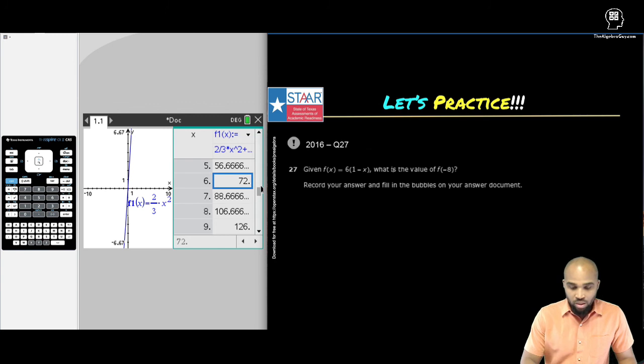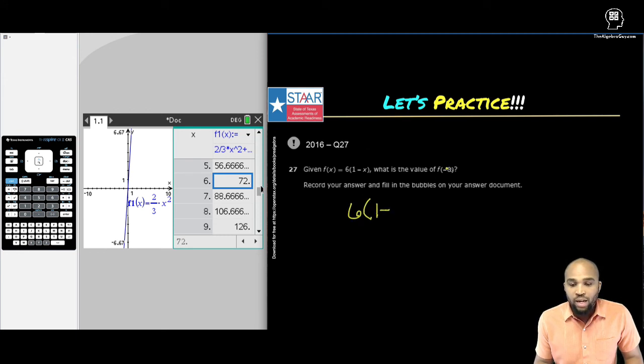Same thing for this one, but this one seems so simple that I don't need a calculator. So let's try it. If I put 6 times 1 minus a negative 8, that's where it would get a lot of people. In place of that x, you need to put a negative 8, 1 minus that negative 8, and solve it here. So I'm going to do my parentheses first. This minus a negative turns into a plus, so that's 1 plus 8, which is 9. So this ends up being 6 times 9, which is 54.